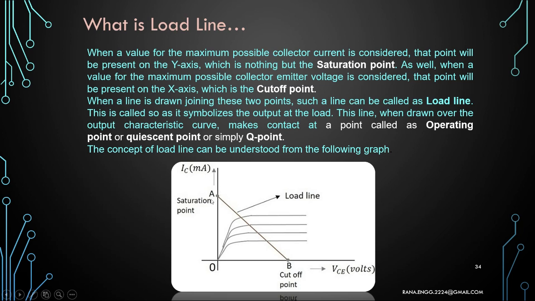That particular point will be considered as the saturation point, the on condition. The x-axis is always denoted for voltage. There will be one maximum possible voltage beyond which we cannot get the voltage. It is called the cutoff voltage, and we have to define one point Q. It is called the operating point, quiescent point, or simply Q point, to check the operating point, and that particular concept we have to discuss.